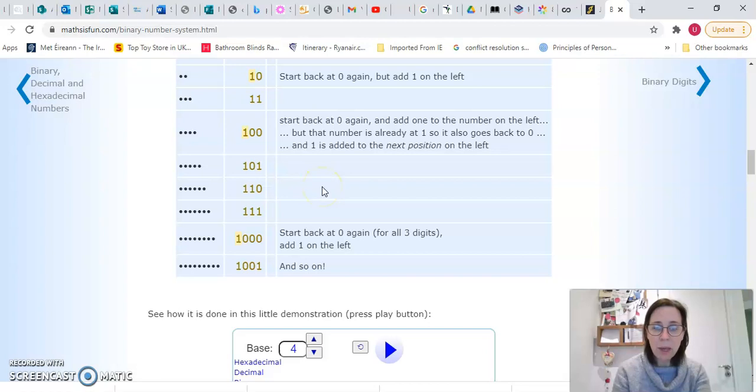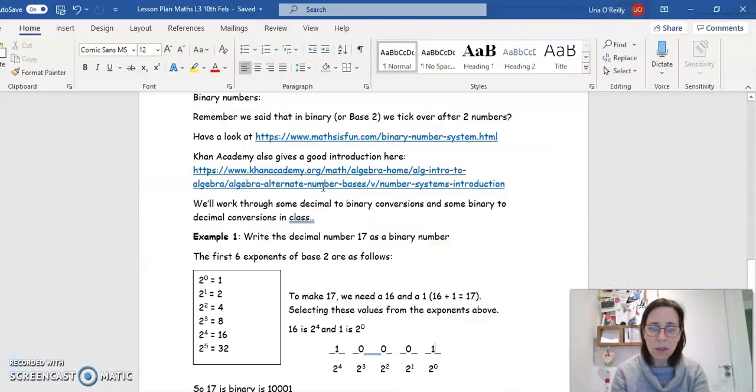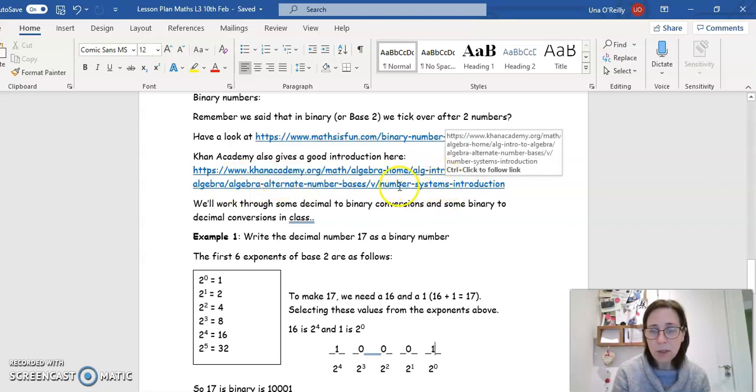Okay, so I'm going to leave the Maths is Fun page now, having done that. You can, if you want to, go to Khan Academy. He gives a good introduction, as he always does. I'm not going to play it now, but you can have a look at that, it's another method, another voice going through the same thing. So it's quite a difficult concept to grasp if you've never seen it before. So it's no harm to go and listen to what he has to say and show you as well.